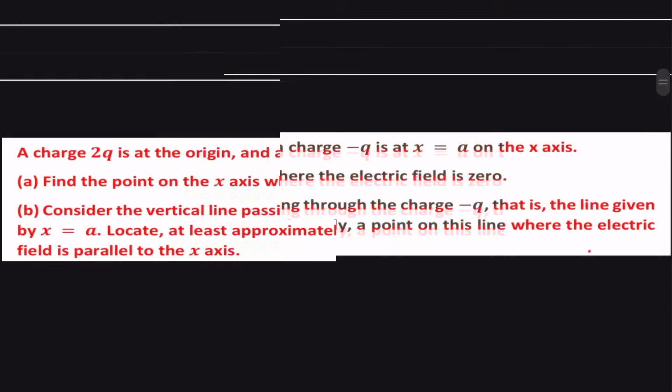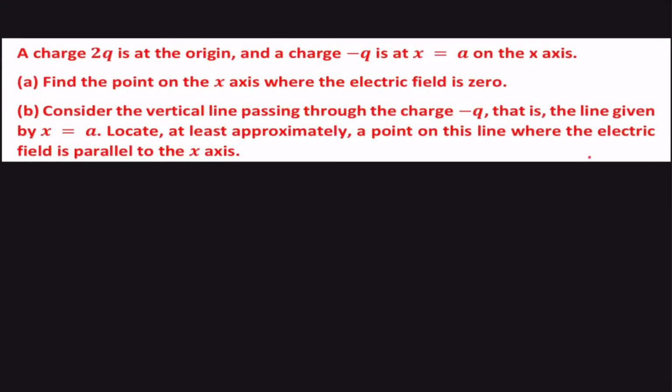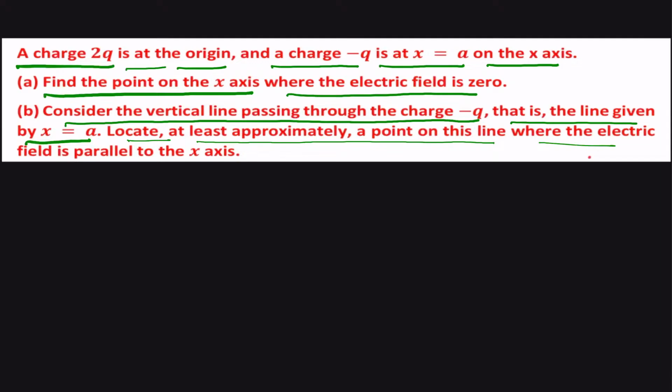Now we come to the second question, and the second question states that a charge 2q is at the origin and charge minus q is at x equal to a on the x-axis. Find the point on the x-axis where the electric field is 0. Consider a vertical line passing through the charge minus q, that is the line given by x equal to a. Locate, at least approximately, a point on this line where the electric field is parallel to the x-axis.